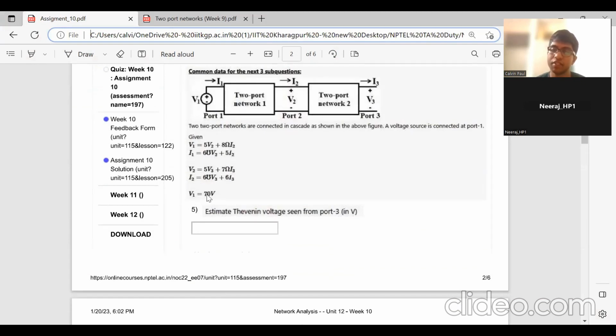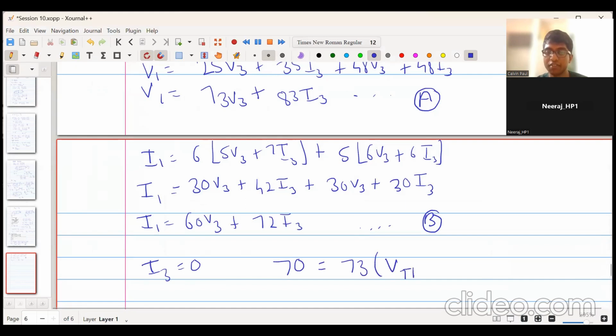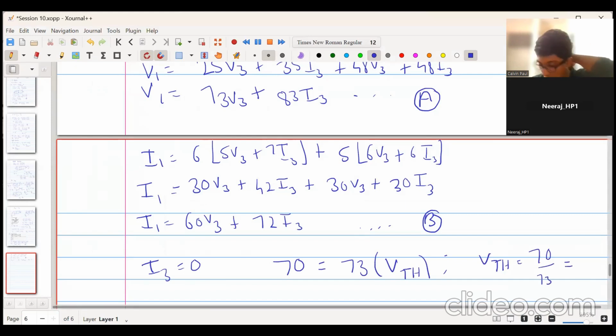Also, we have been given that V1 is equal to 70 volts. So open circuit voltage means what? I3 is equal to 0. If we substitute I3 equal to 0 over here, we get 70, that is the value of V1, is equal to 73 into V3, which will be the Thevenin voltage. So we get V Thevenin is equal to 70 upon 73, which comes out to be around 0.959.